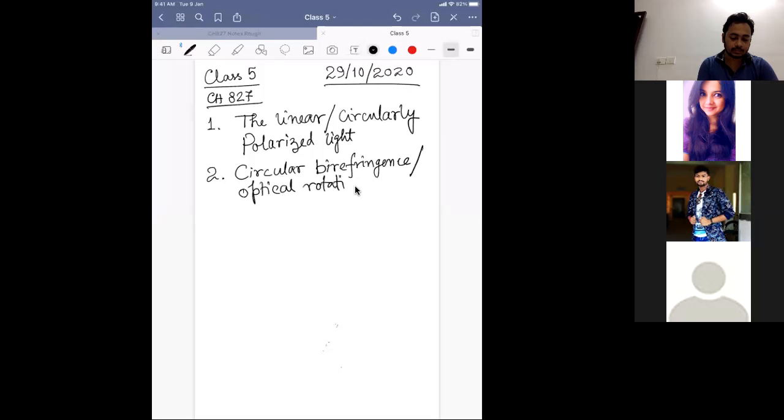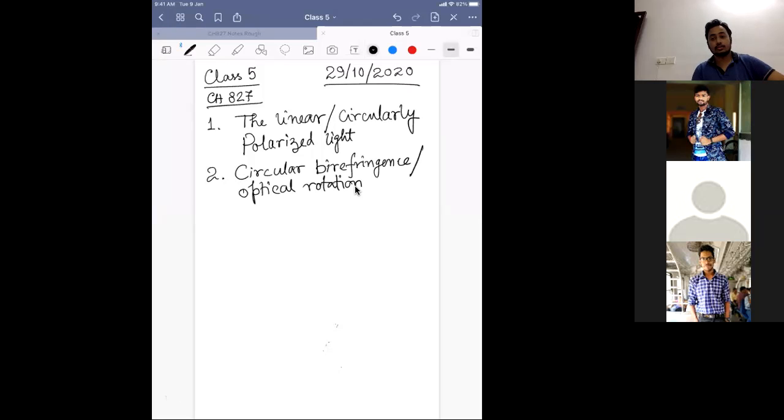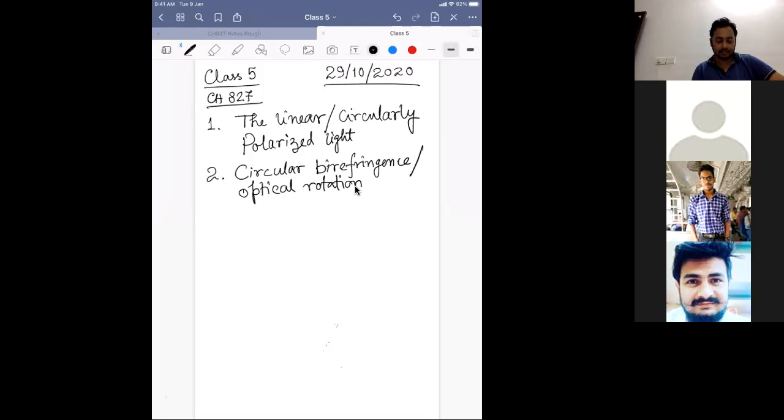So again, circular birefringence is the effect where the refractive index of the two different circularly polarized lights, the left hand and right hand, are different, and the effect is that we will see an optical rotation. Third one is circular dichroism, and the effect of that is ellipticity.